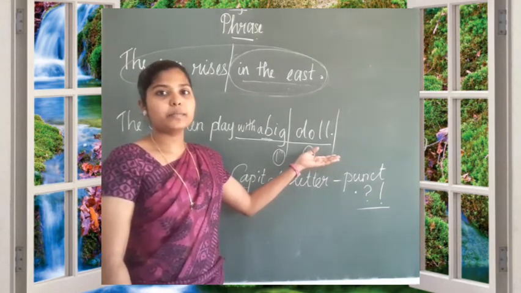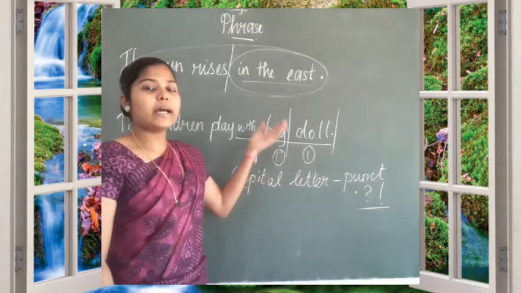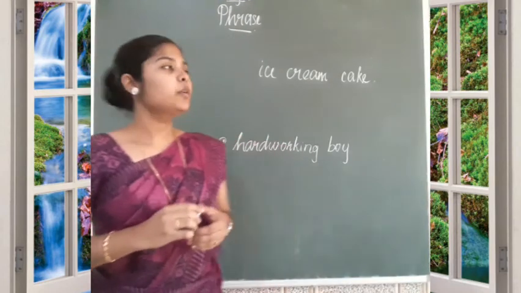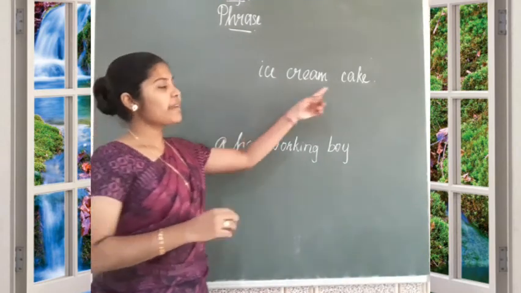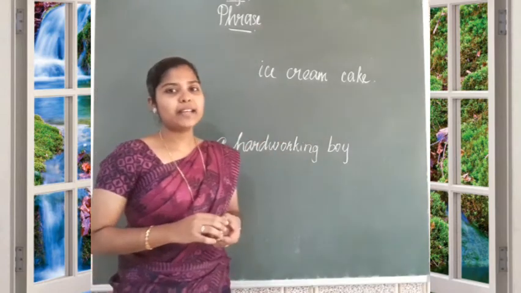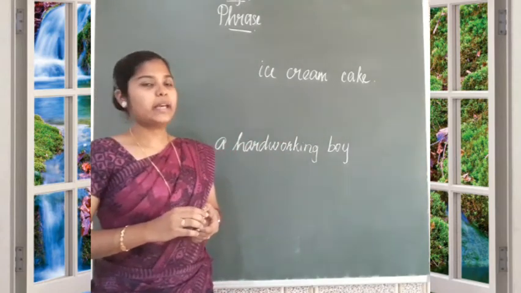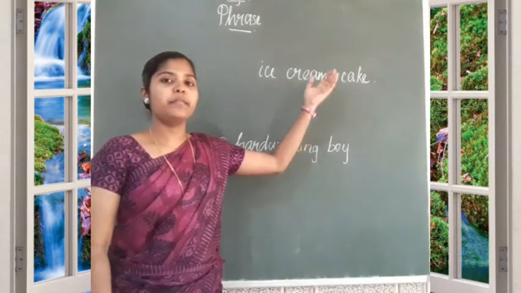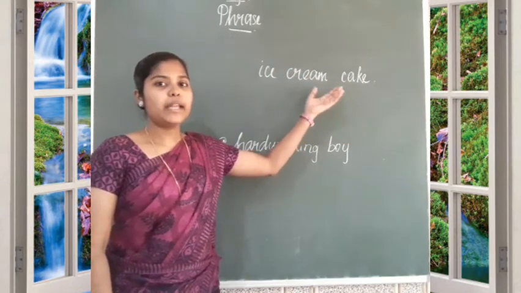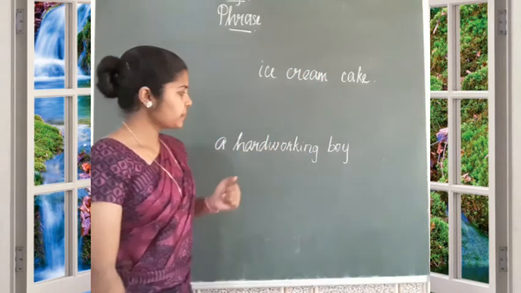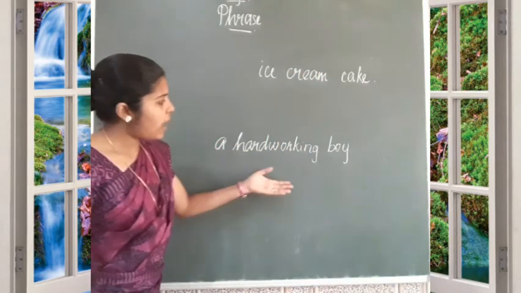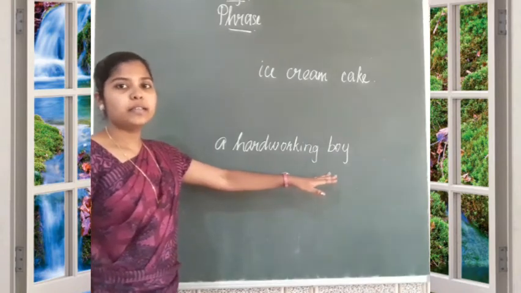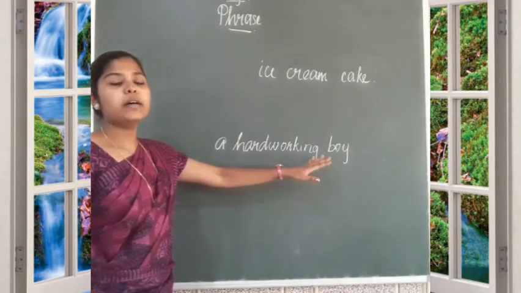Okay students, I'll write few more examples for your better understanding. Now look at these words. Ice cream cake. Do you all like ice cream cake? So what is this? Is this a sentence or a phrase? Very good. This is a phrase. Now, a hard-working boy. Is this a sentence? No. This is also a phrase.